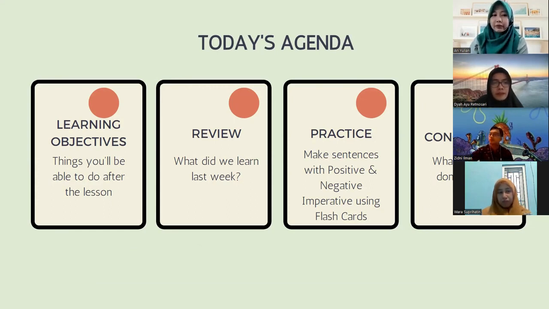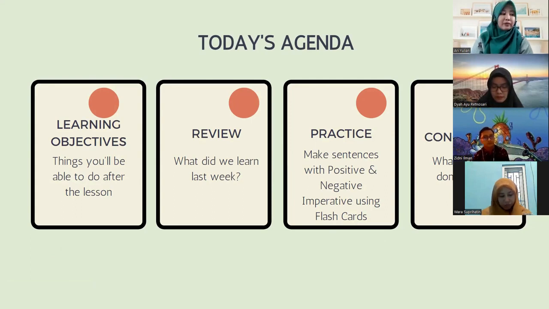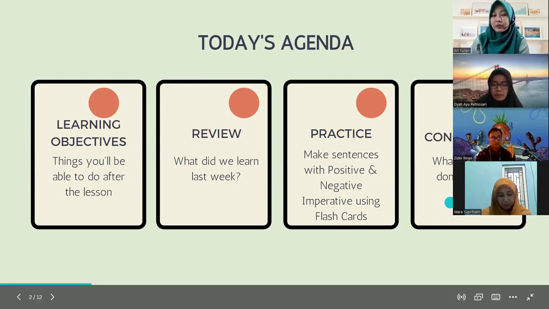And then followed by review, a brief review about what we have discussed in the previous meeting. And then practice. We're going to have some practice to make sentences with positive and negative imperative using flashcards. But because you are having online class, it's quite impossible for me to show the flashcards to you. I'm going to show the pictures only. And then the last one is conclusion. We are going to conclude the overall activity for today. Okay, that's all about today's agenda.